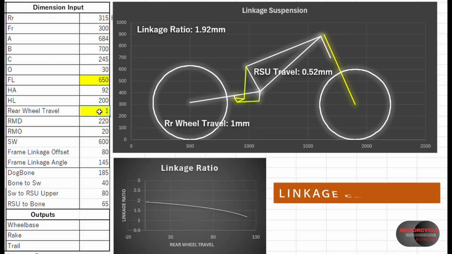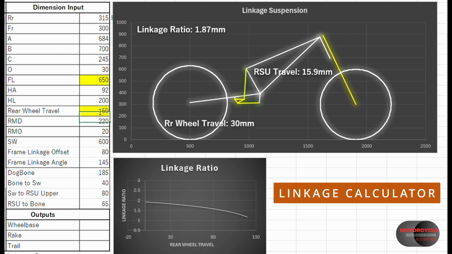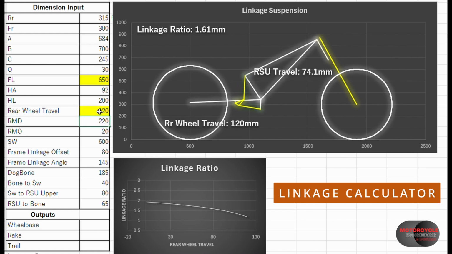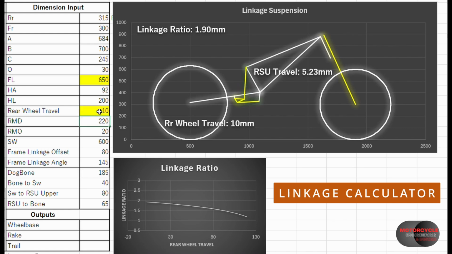So the updated calculator also includes one configuration of the linkage ratio. So here, as we go through the range of travel of the rear wheel, we'll see the linkage ratio slowly decrease as a result of the progressive characteristic. We can also adjust the dimensions of the rocker linkage to see how this affects our linkage ratio. The most common part to modify is actually the dog bone, and that's going to have the greatest effect as well.